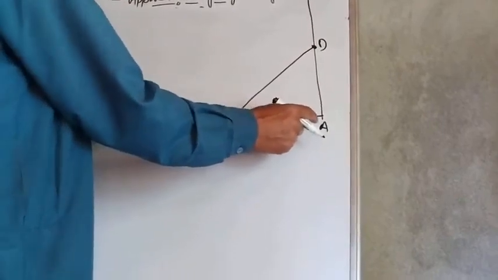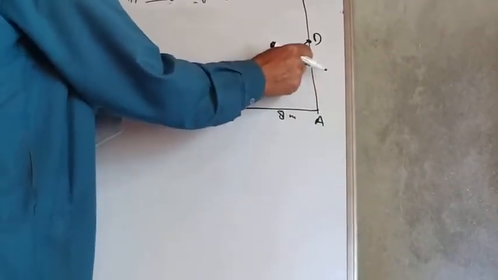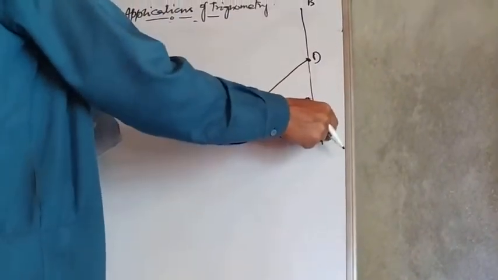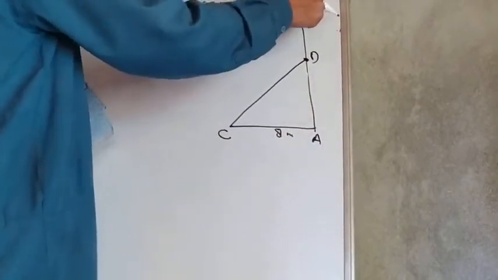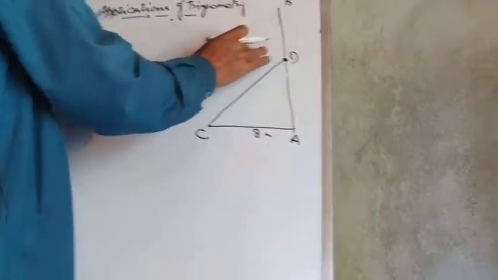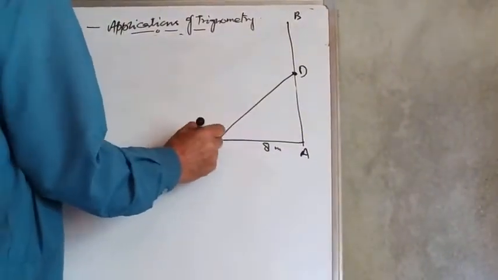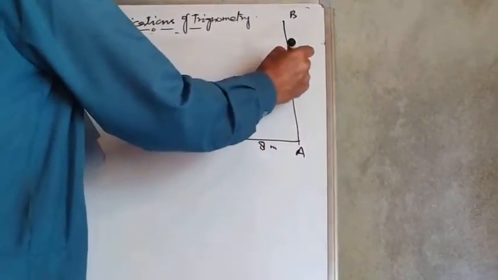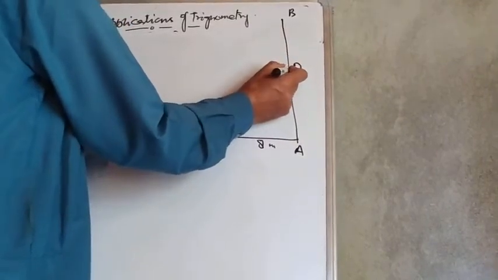What is the height of the tree? Actually this is AD plus DB, or you can say AB is the height of the tree. But this broken part touches the ground and B reaches here. Sorry, this is B here. The tree breaks from here.